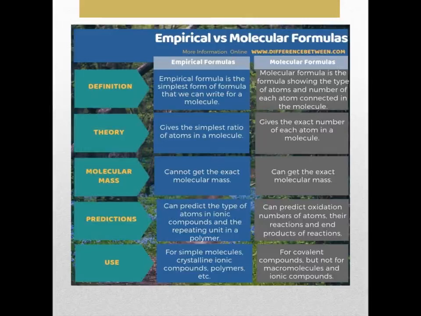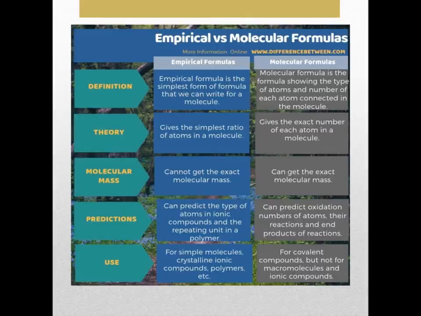Then what does the theory say? Empirical formula gives the simplest ratio of atoms in a molecule. Molecular formula gives the exact number of atoms. Next, molecular mass. In empirical formula, we cannot get the exact molecular mass, but in molecular formula, we can get the exact molecular mass.